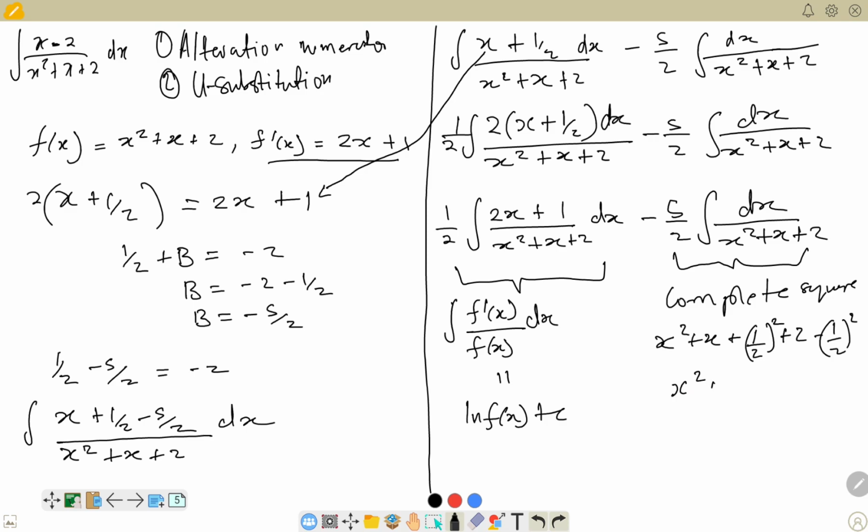So this is going to be x squared plus x plus 1 over 4. This we can keep on this side. And then plus 2 minus 1 over 4. Then this ends up being (x + 1/2) all squared plus 7 over 4. So we have completed the square on the right hand side. So what do we need to do now? We need to proceed and rewrite our integral in a new format.